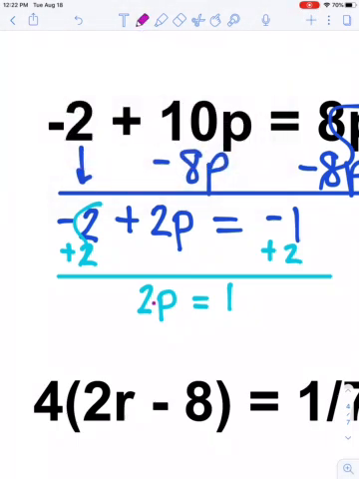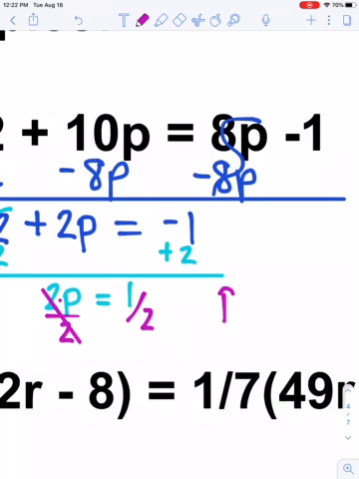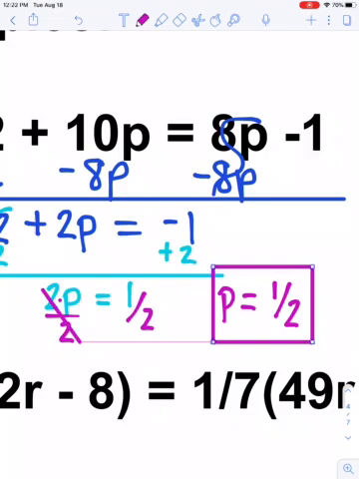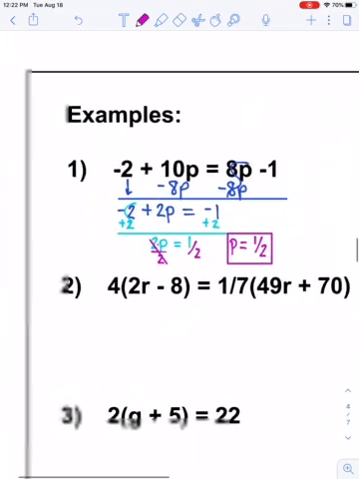Right now you have a 2 multiplying your p. The opposite of multiplying by 2 is dividing by 2. So we divide both sides by 2. And that leaves us with p equals. Now 1 is not evenly divisible by 2. I would prefer you just leave it as 1/2. You can put 0.5 if you want, but I'd rather the fraction than the decimal. And then you're done.